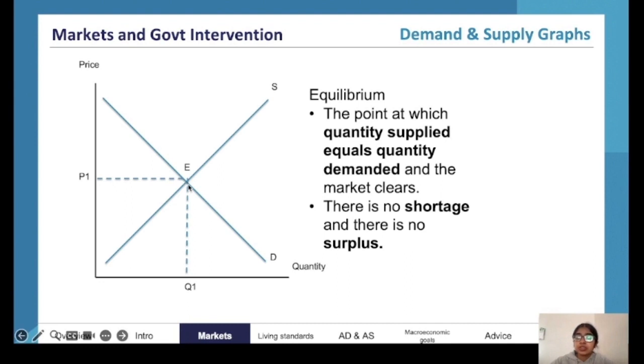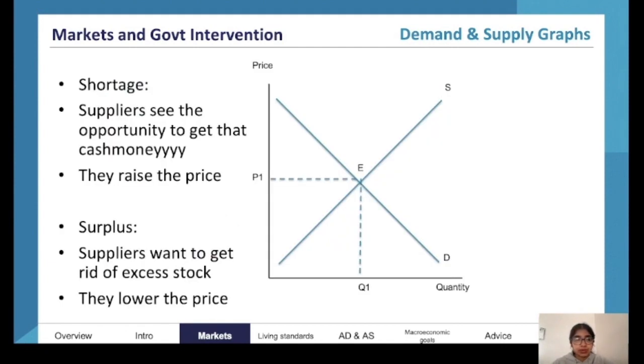Shortage means too little is produced, so demand is more than supply, and surplus means too much is produced, so demand is less than supply. So we want to make sure demand and supply are equal. We'll talk about graphing and everything later on as well. So a little bit about demand and supply graphs.